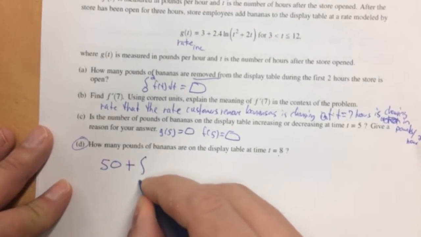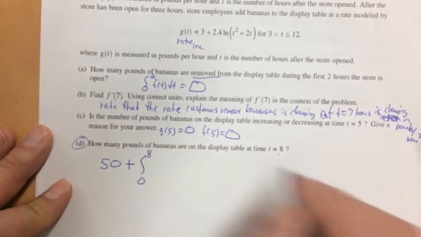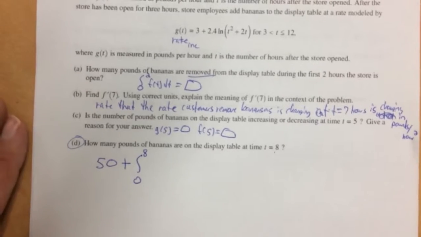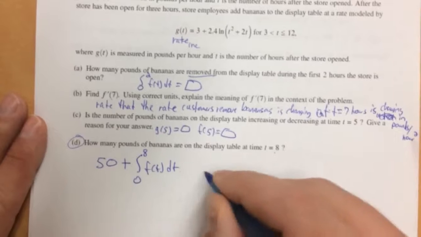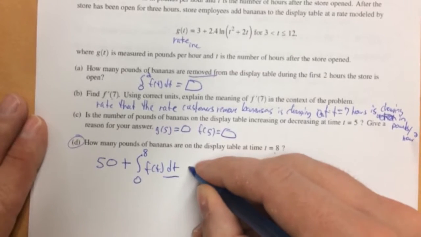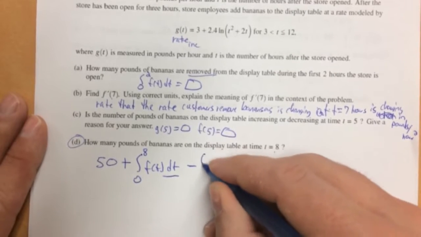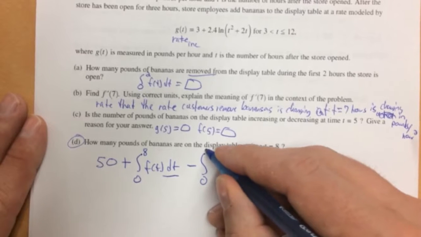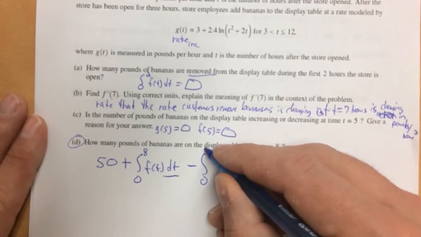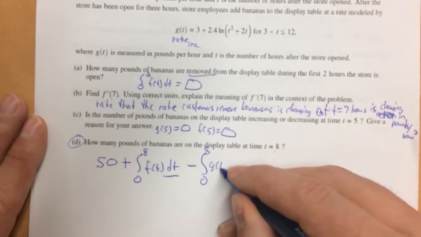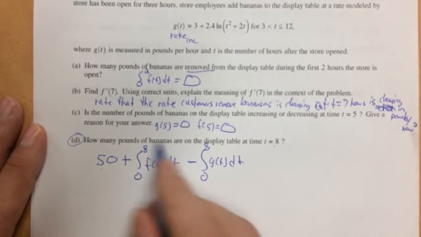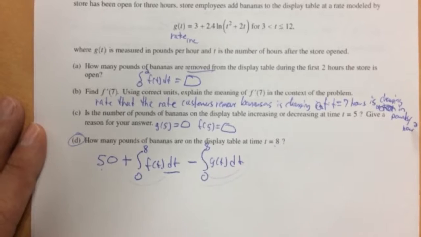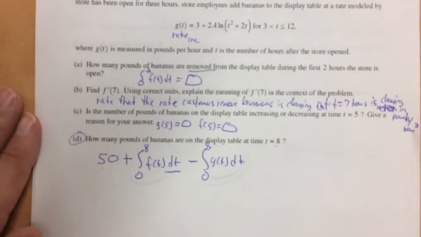And we're going to do plus the integral from 0 to 8 of how much did it increase. So that's f of t dt. We need this dt here. Minus how much it decreased by. So that's going to be the change, 0 to 8 of g of t dt. And this is the fundamental theorem of calculus, right? How much we started with plus how much we increased by minus how much we decreased by will give us the final amount of bananas.